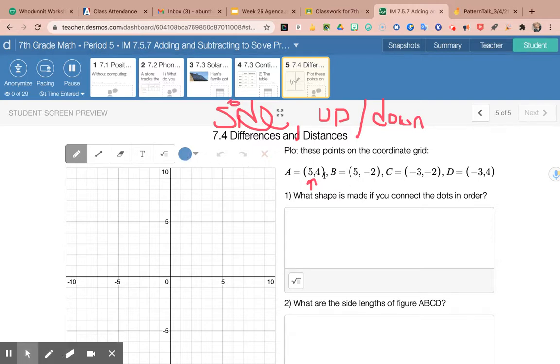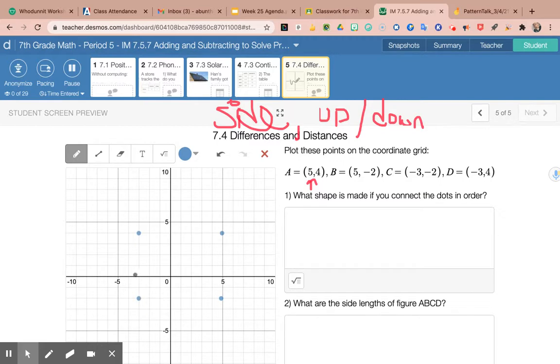All right, so the first one is 5, 4. First I'm going to go to 5, so side is 5, up is 4. Next one, side is 5, and then I'm going to go down 2. Next one is negative 3, so that's the side. I'm going to go down 2. Next one is negative 3, 1, 2, 3, and then up 4. 1, 2, 3, 4. So I'm counting the lines.